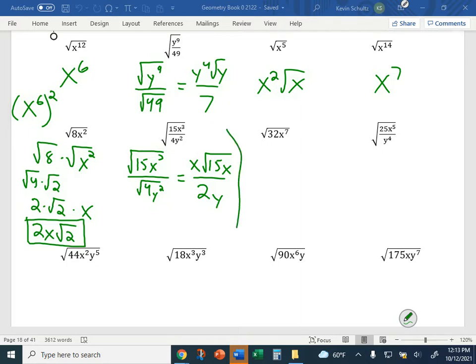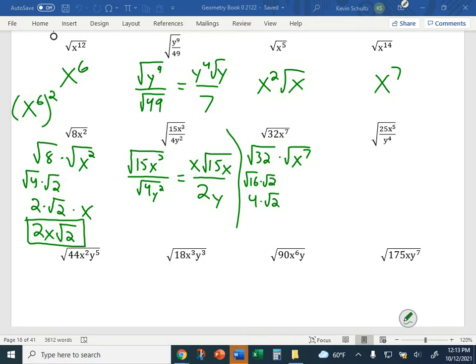The root of 32x to the 7th, we can split this up into coefficient and variable. How do you simplify root 32? Deal with each one separately. Peter? Root 16 times root 2. You could also go root 4 and root 8, but remember, since 4 is not the largest perfect square, you have to simplify that 8 further. So it's just easiest to get that largest perfect square right off the bat.